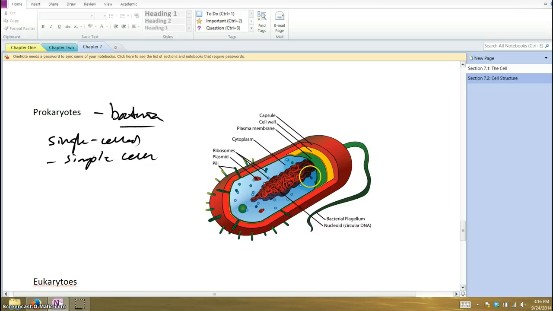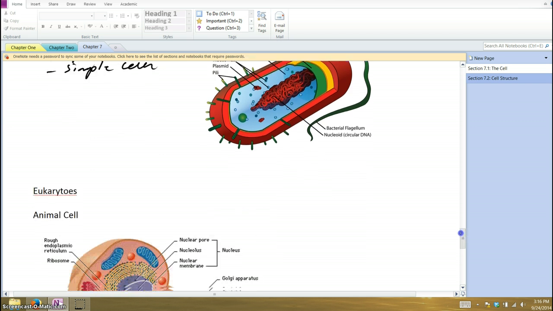Here's a cartoonish image of a typical bacterium. Don't worry about the details too much. We'll get to those a little later.